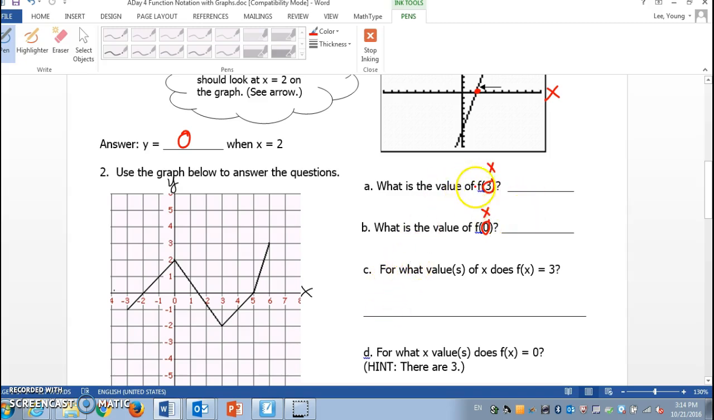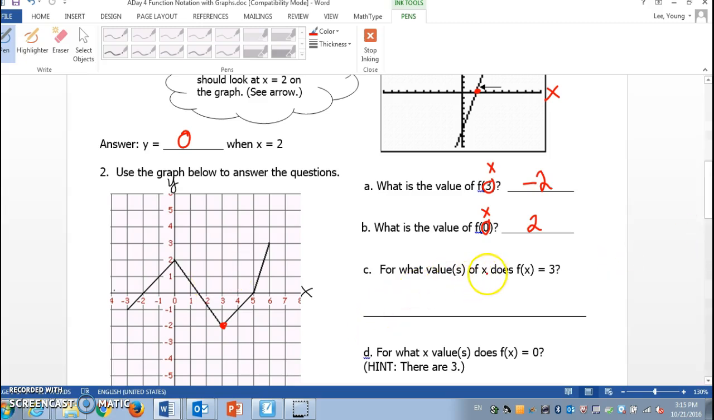So let's start with f of 3. f of 3 means x is 3. So what do we do? We have to go to the x-axis at 3. 1, 2, 3. And then what will be the y value? Negative 2. Okay, now everyone try letter B. Pause the video. Go ahead and try that. Okay, did everyone get f of 0 equals 2? Because x is 0, what is the y value? 2.